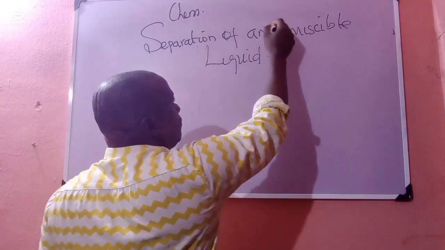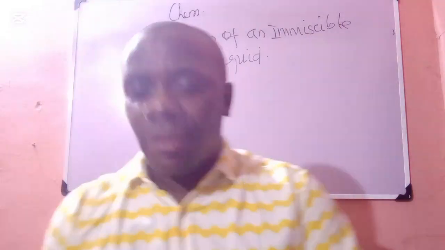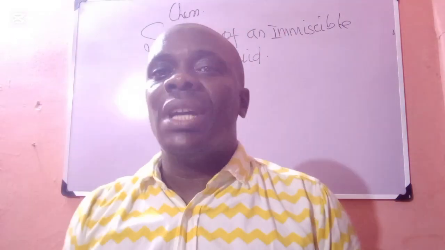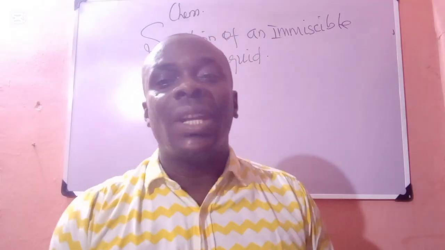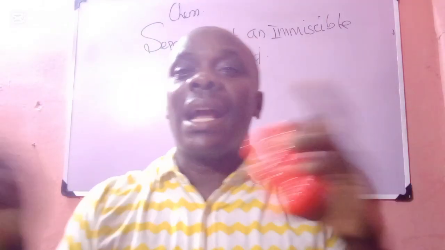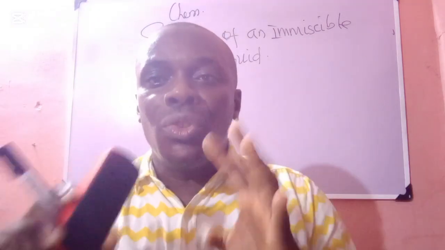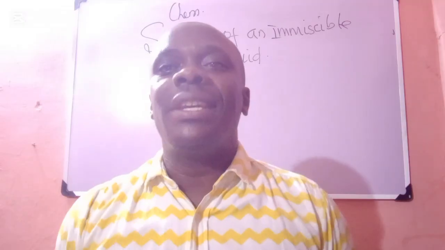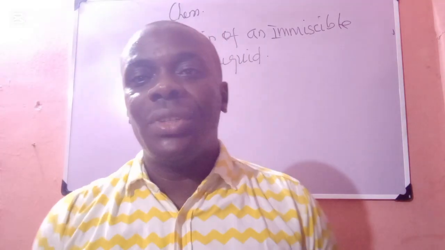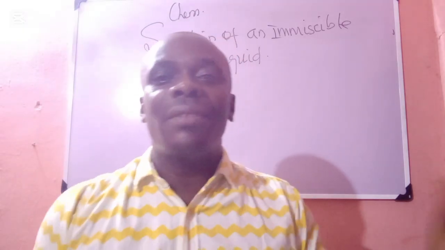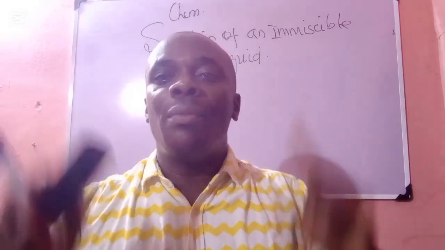Separation of an immiscible liquid has to do with liquids that have two distinct layers. When they have two distinct layers, they cannot join together, and they separate into two distinct layers because of difference in density. For example, if you have water and kerosene, the densities of kerosene and water are different, so the two of them cannot mix together.